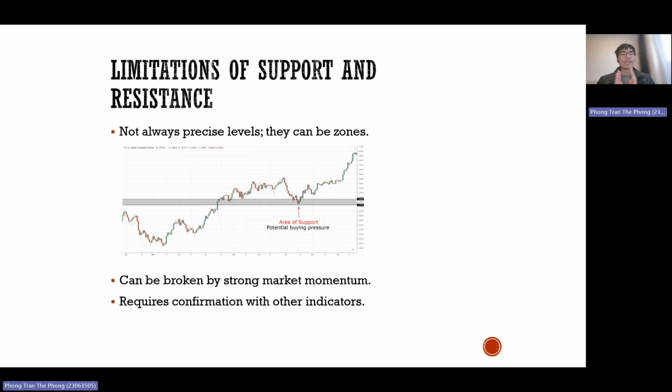It also requires confirmation with other indicators. You shouldn't just base your trades on support and resistance alone. You should probably pair it with other momentum indicators like MACD or RSI.